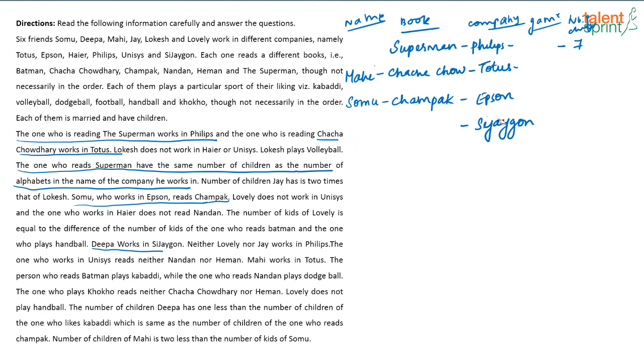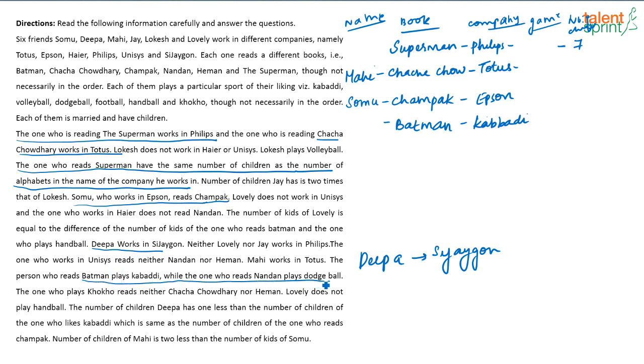Okay, let us just keep this here. Deepa is working in CJ Gun, right? I am just keeping it aside. What is given here? The person who reads Batman plays Kabaddi, while the one who reads Nandan plays dodgeball. So why did I write this first?